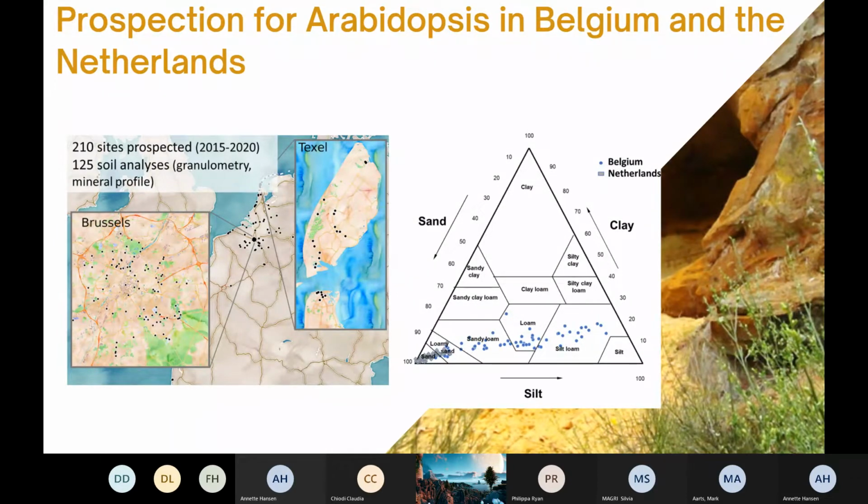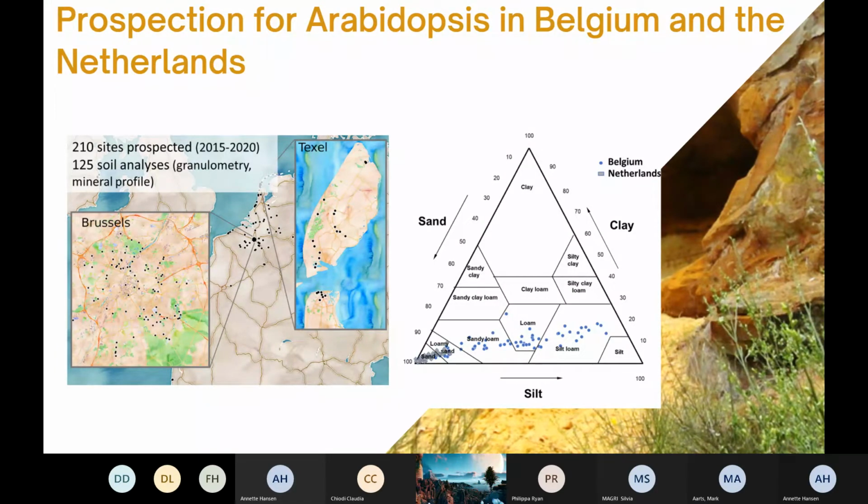Just to come back, it all started with the prospection of Arabidopsis that are available locally from Belgium and Netherlands. 210 sites were prospected between 2015 and 2020 by Christian. At the same time, he also collected soil for analysis to understand what makes it different. So that's to get more understanding.